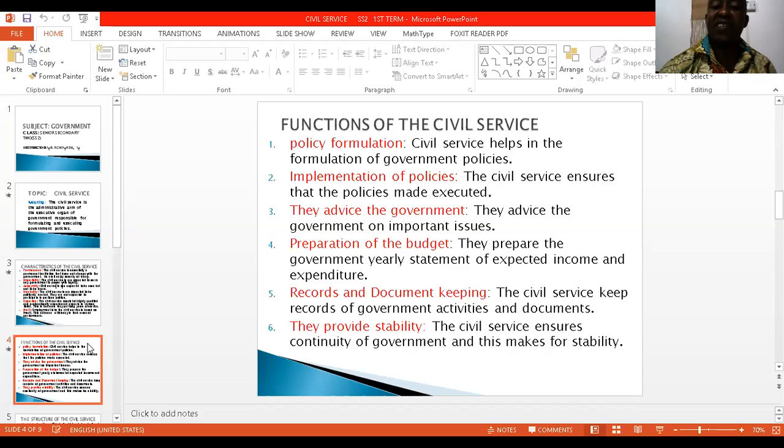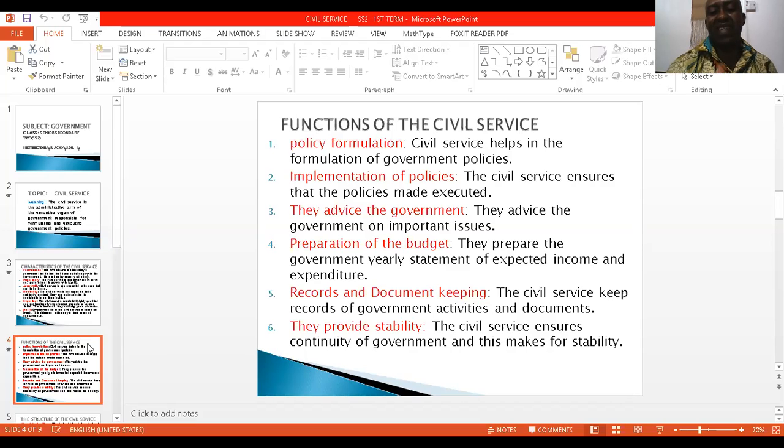They also advise the government because they have been there. They are putting in long years of service. Professionally minded people are there. With their wealth of experience, they advise government on what to do, why they should follow that pattern, and the reason why they should go in that direction. If the government listens to them and applies it, then it will work. Preparation of the budget: they prepare the government's yearly statement of expected income and expenditure from their different ministries. They prepare it and present it to the government of the day, who will go through it and compile it.